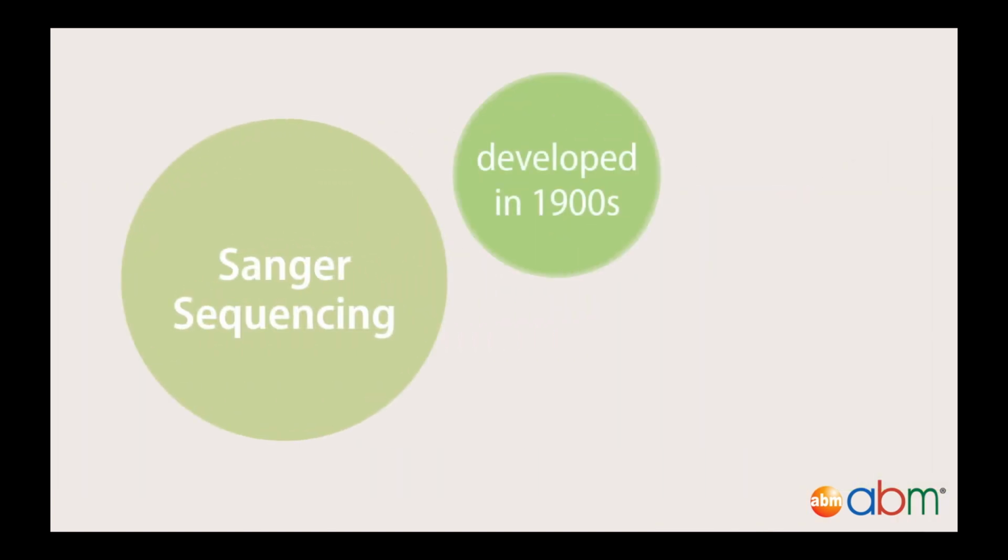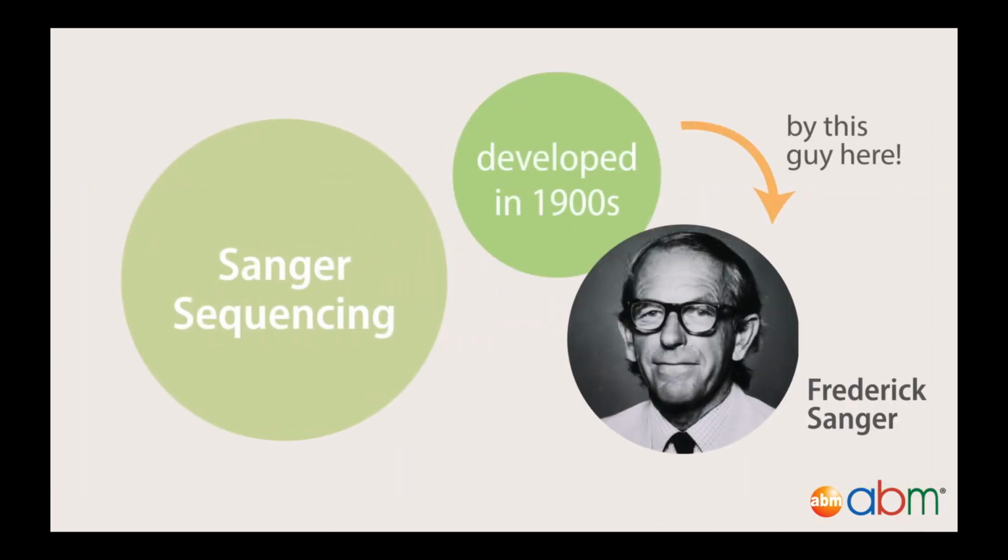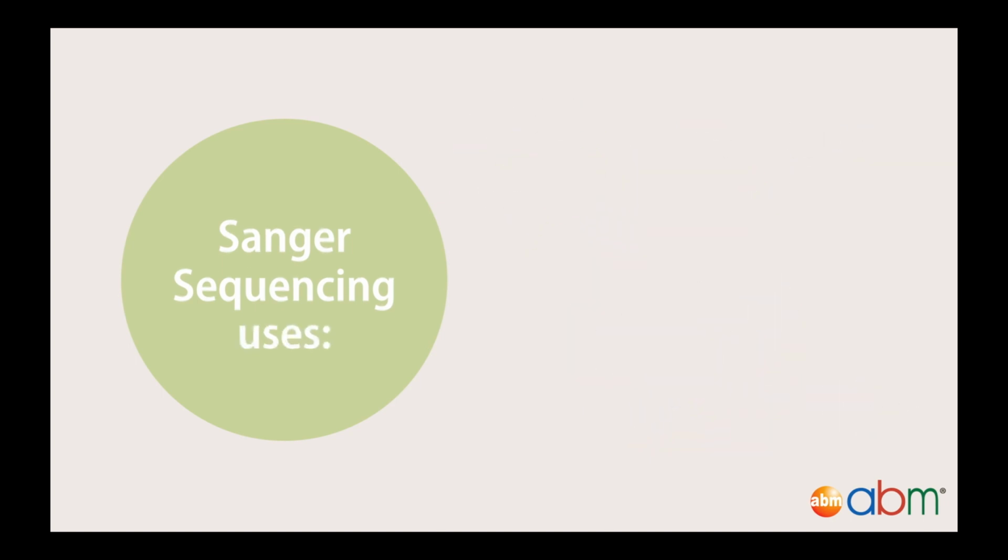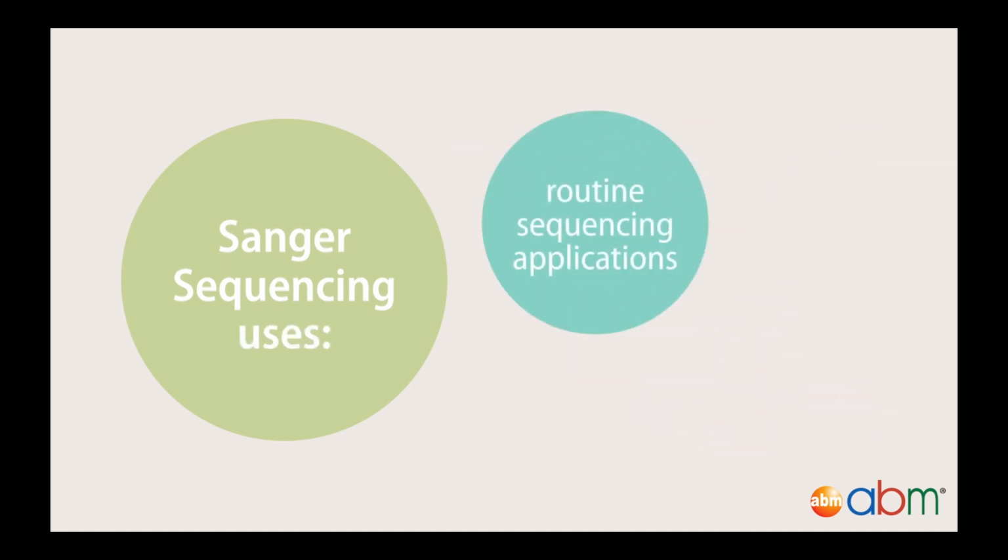Sanger sequencing, first developed in the 1900s, is the gold standard for DNA sequencing, and it is still used today extensively for routine sequencing applications and to validate NGS data.